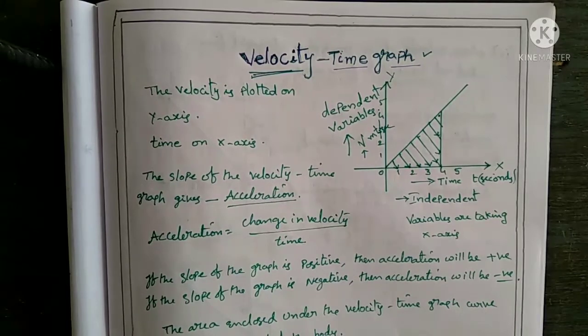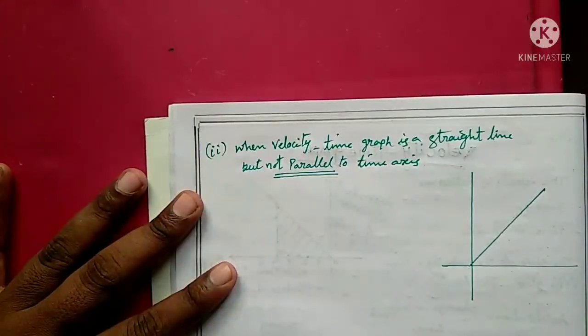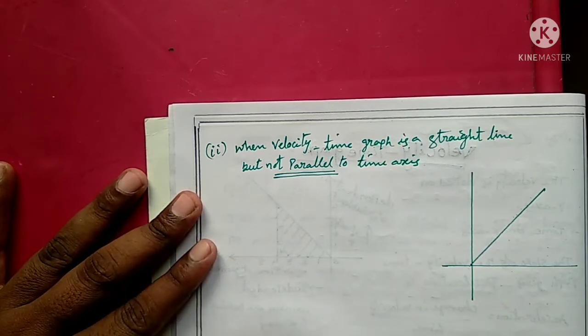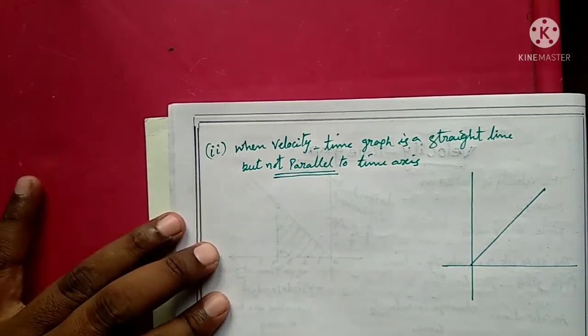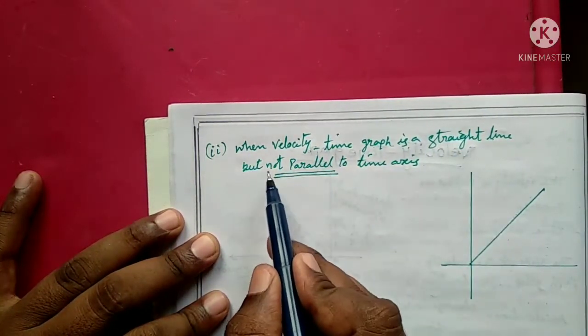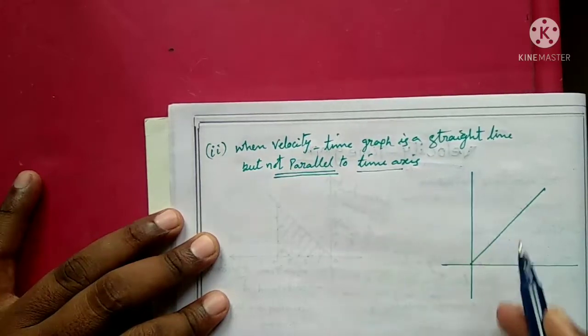Now get ready. Observe, the first case is completed: when the velocity time graph is parallel to the time axis. Now the second case: when the velocity time graph is a straight line but not parallel to the time axis, like this.